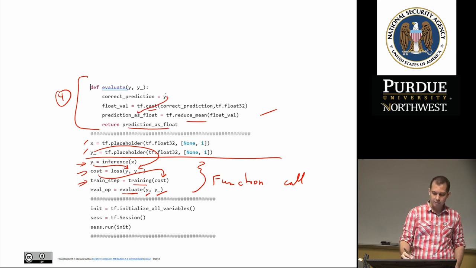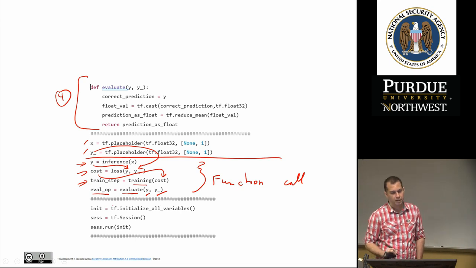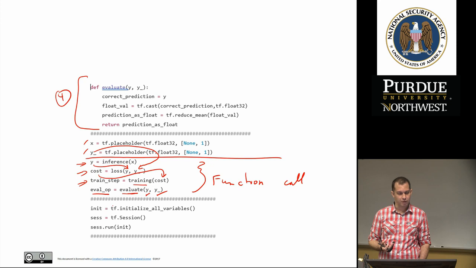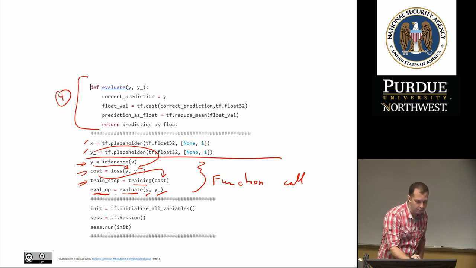Ultimately, you could argue that you just returned the same thing that you had at the beginning, because all we're doing here is changing the format of it. And finally, that is assigned to eval op. So whenever we want to run eval op, which is basically calling the inference function from the graph with new data, the test data, we call this eval op here.